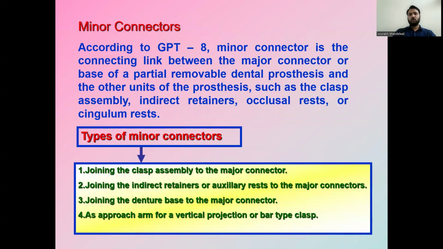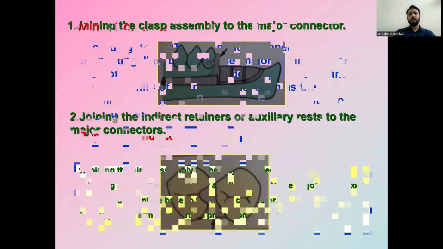Then minor connectors. Minor connector is the connecting link between the major connector or base of a removable partial denture prosthesis and the other units of the prosthesis such as clasp assembly, indirect retainer, occlusal rest or cingulum rest. And the types of minor connectors are the connector which joins the clasp assembly to the major connector, which joins the indirect retainer or auxiliary rest to the major connector, which joins the denture base to the major connector, or an approach arm for a vertical projection or bar type clasp.